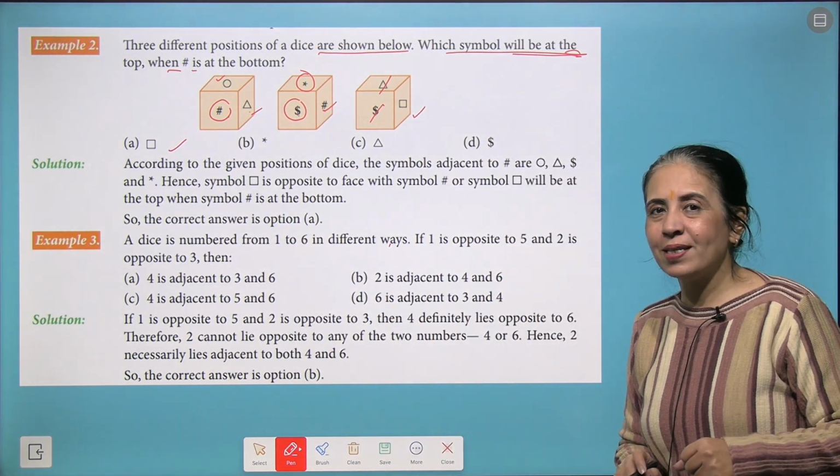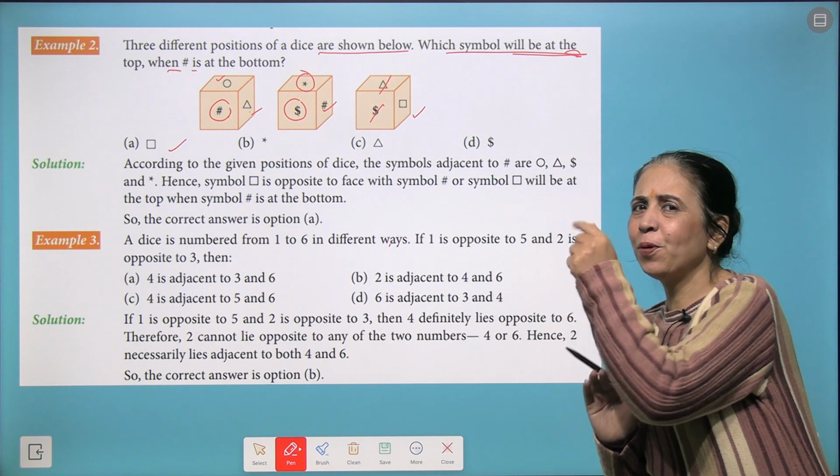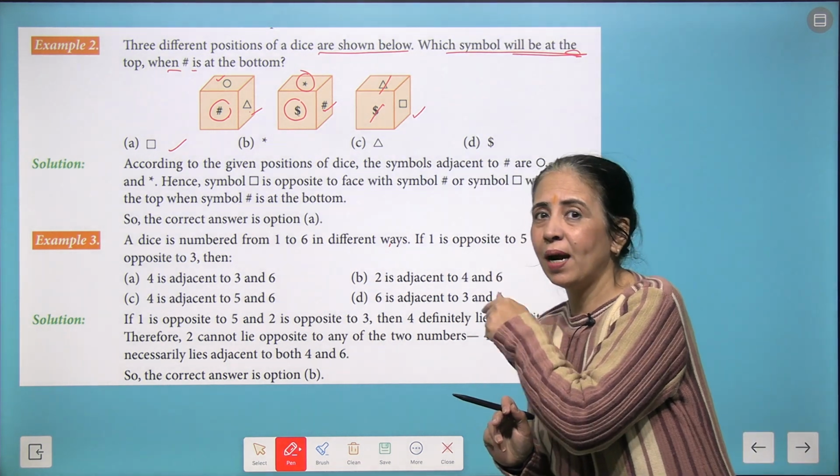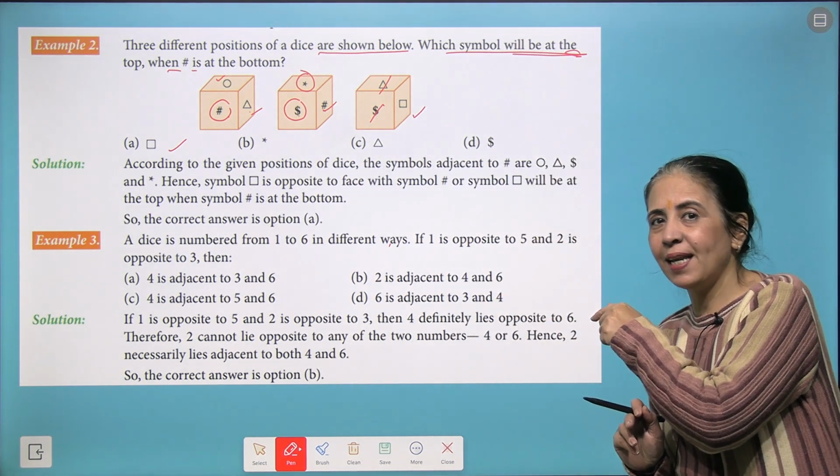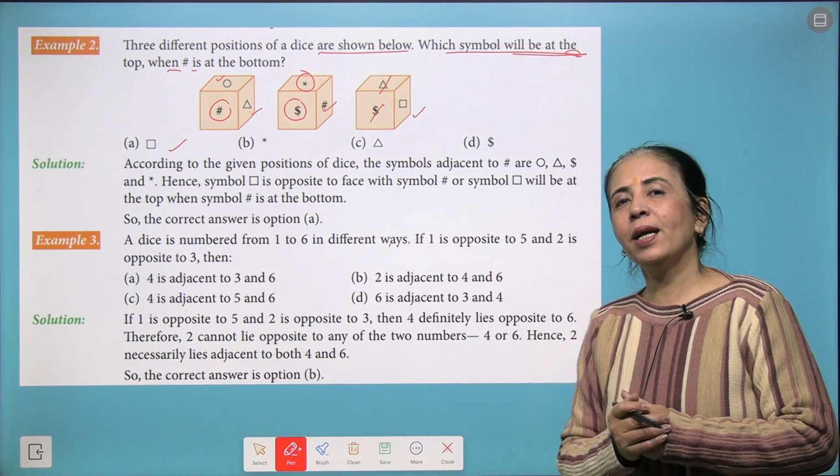Isn't it so interesting? So I believe it's going to improve your spatial and visual understanding along with reasoning, isn't it? Let's take another example.